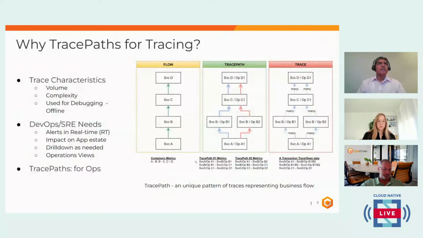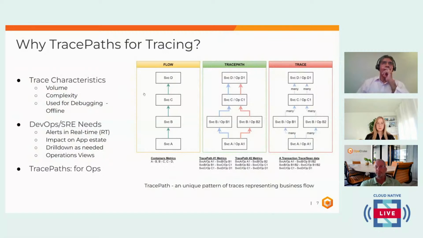To set the stage, I'm going to introduce what's called trace path. To jump ahead, if you look at the bottom right, and I'll explain in three parts, trace path, for the simplest definition, is a unique pattern of traces that represent a business flow. The reason we are doing this is to compare the different ways we can watch real-time performance.